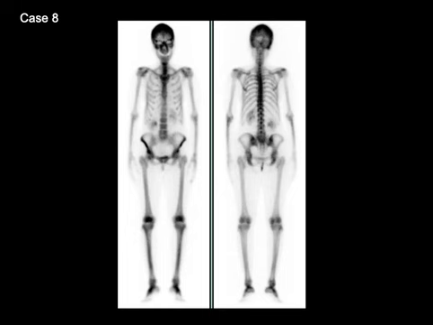Case number 8 shows anterior and posterior whole body images in a patient where we see diffuse increased uptake in the bones approaching a superscan pattern, but the uptake extends into the distal extremities. So this is the pattern of superscan that we see typically with non-metastatic cause, such as hematological problem or an endocrine problem.